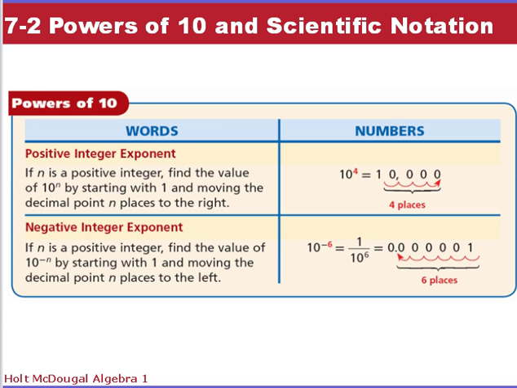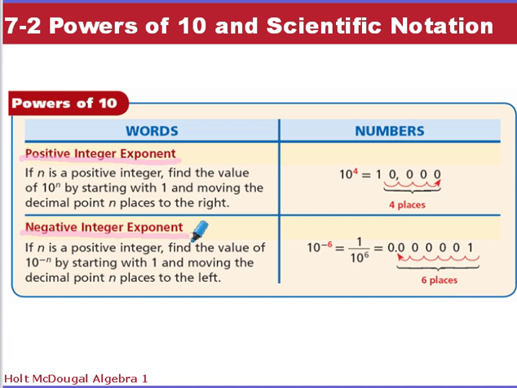So powers of 10. When we have a positive integer exponent, we looked at exponents in our last unit. If n is a positive integer, find the value of 10 to the n by starting with 1 and moving the decimal point n places to the right. So 10 to the fourth, n's positive, so we're going to have a bigger number. We'd start here and move it 1, 2, 3, 4. So it ends up to be 10,000. So again, a positive integer exponent is going to make a larger number.